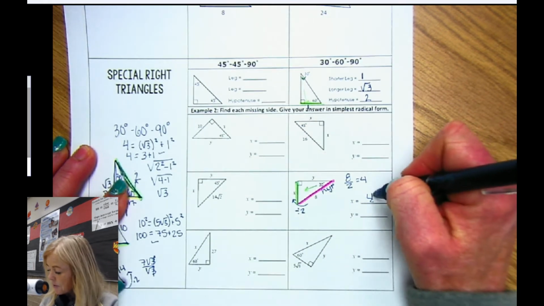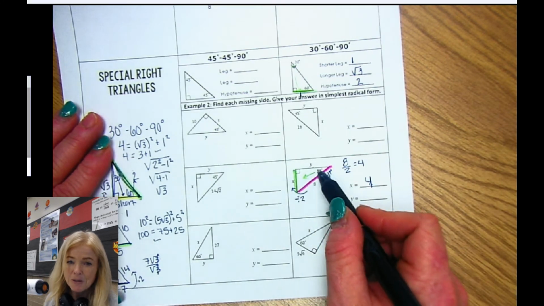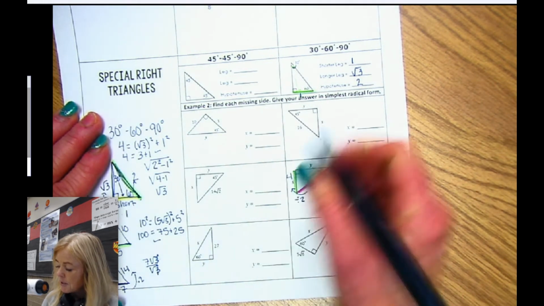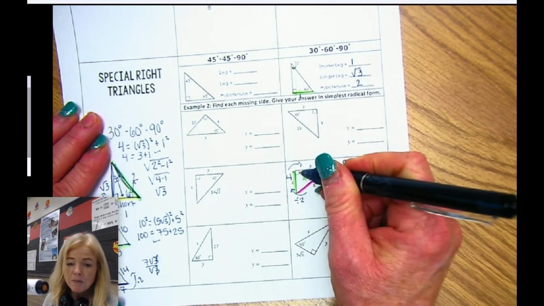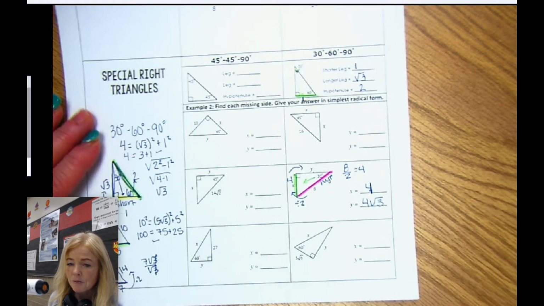Okay, that's not too difficult, but then I have to also find the long leg, which is a little more difficult, but not too bad in this case. This side is 4. To go to the long leg, we multiply by radical 3, so that would be 4 radical 3. Not too bad.